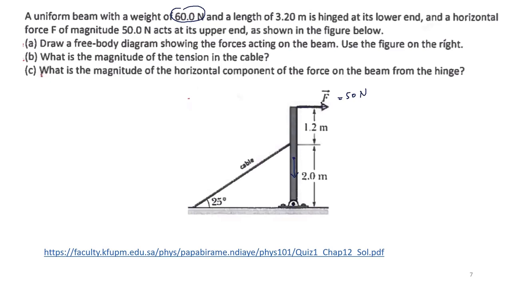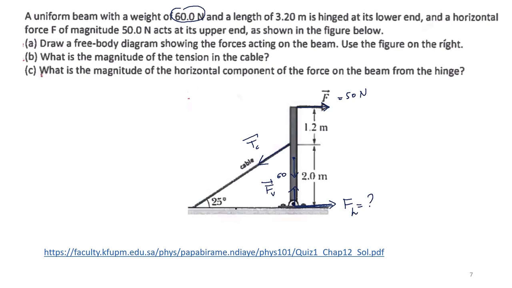So of course I will have this F, 50 Newton. I have the weight, 60 Newton downward. I have also here the tension of the cable, TC. And here I will have what? F vertical. And F horizontal. By the way, I really don't know which direction F horizontal will go, in the positive X or in the negative X. But let's draw it in the positive X.